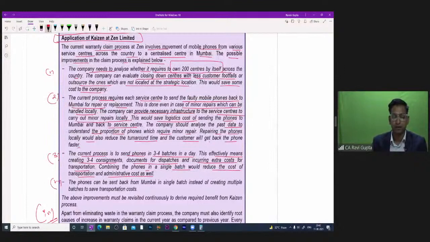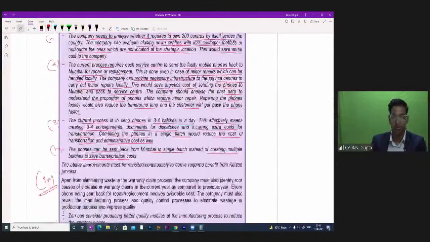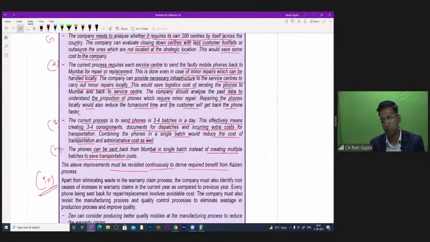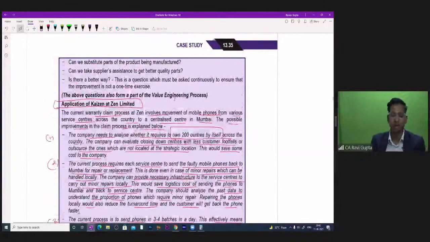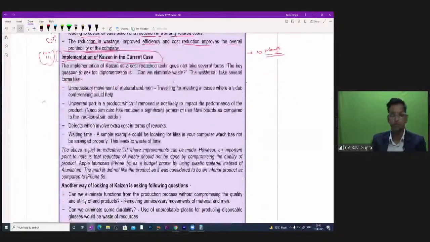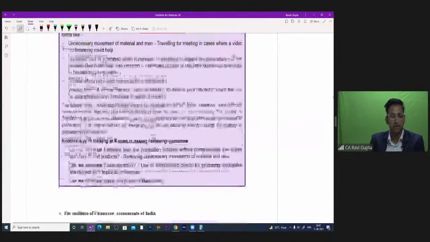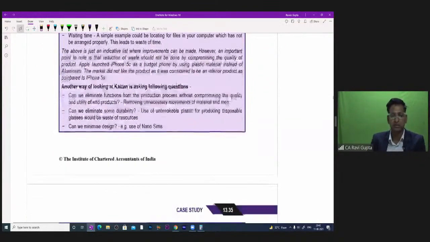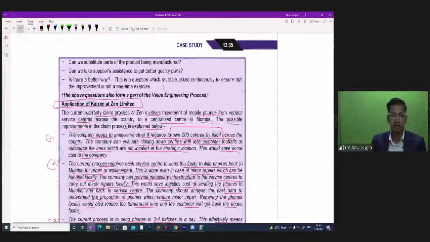Number 4, the phones can be sent back from Mumbai in a single batch instead of creating multiple batches, to save the transportation cost. The above improvements must be revisited continuously to drive the required benefit from the Kaizen process. So this could be the application part. See, this part speaks about how the implementation of Kaizen costing, that is, how can we eliminate the waste. So this is all just the explanation part, but the main application part is here.